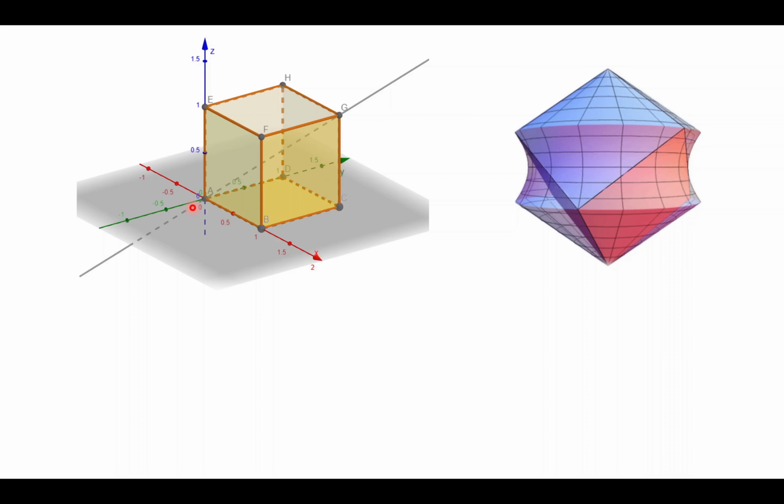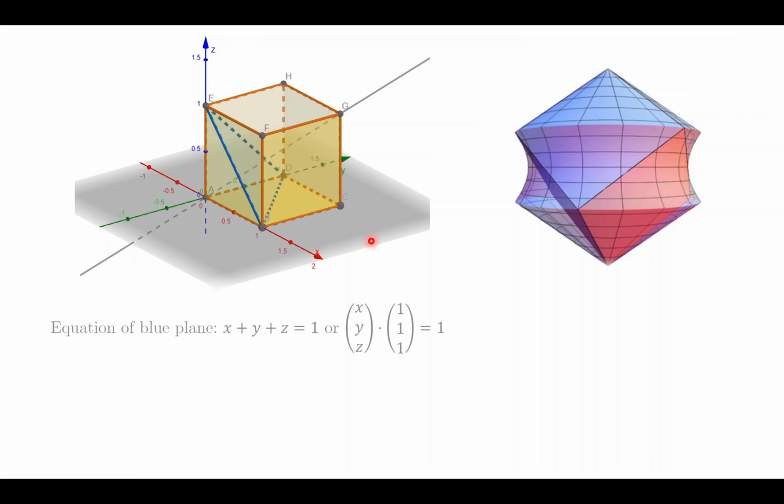Now, of course, all these are just speculation and I haven't proven anything definitive yet, but it suggests that we should probably look at the triangle BDE. This blue triangle here can represent a plane which slices the cube. What is the equation of this plane? It's quite easy to derive, because the coordinates of B are 1, 0, 0, E is 0, 0, 1, and D is 0, 1, 0. So it's very easy to check that the equation for the blue plane is x plus y plus z equals 1.